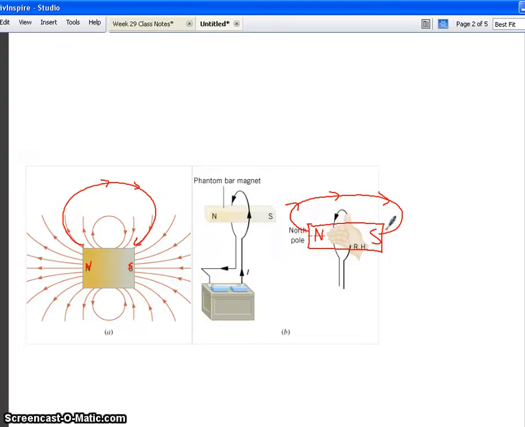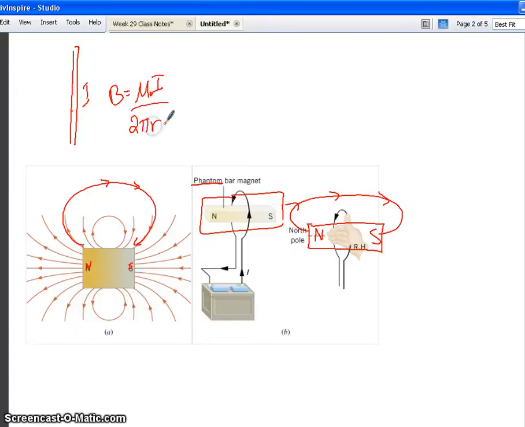So a loop of wire with a current works just like a bar magnet. The bar magnet is not actually there, that's why it says phantom bar magnet, but it works exactly the same way. And so we have an equation for this, and it's going to look very familiar. Remember, in a single wire with a current, our equation was B equals the permittivity of free space times the current over 2 pi r. That was our formula before, with r being the radius away from the wire.